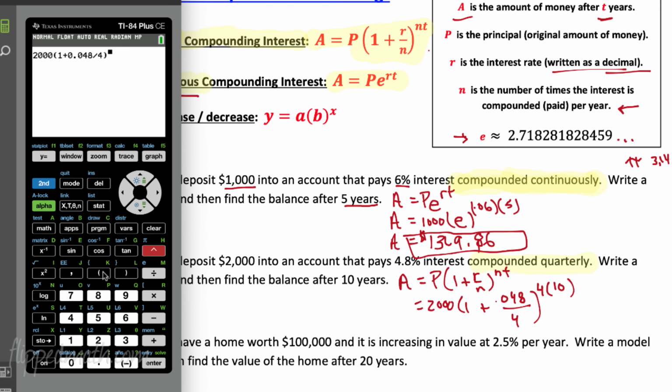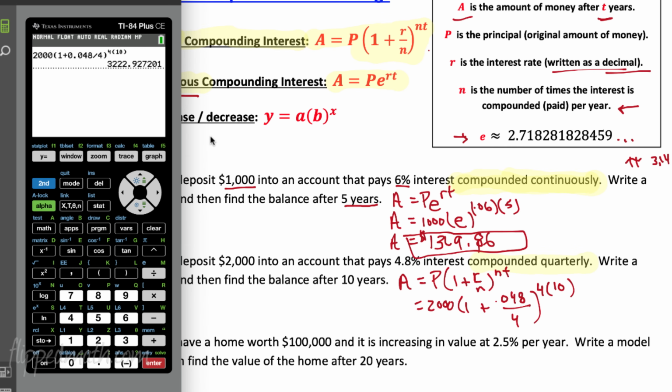As I put this into the calculator, just make sure that you're using parentheses, right? Order of operations. We have 2,000 as the principal. We're going to divide these two. It will do order of operations, so I don't need parentheses, but if you include them on the inside, that's okay. And it's raised to the 4 times 10, or the 40th power there. And we get about $3,000.